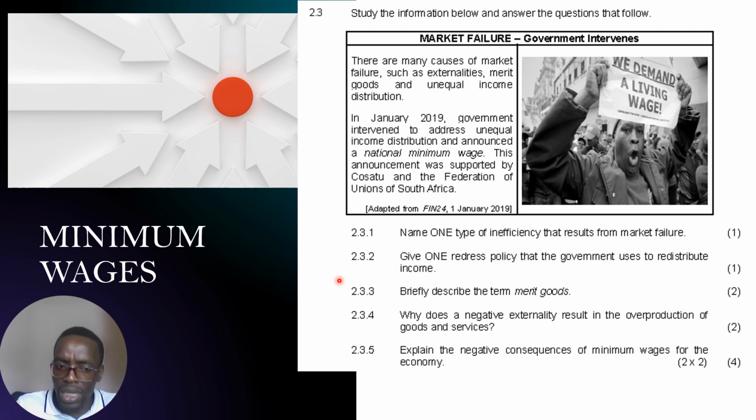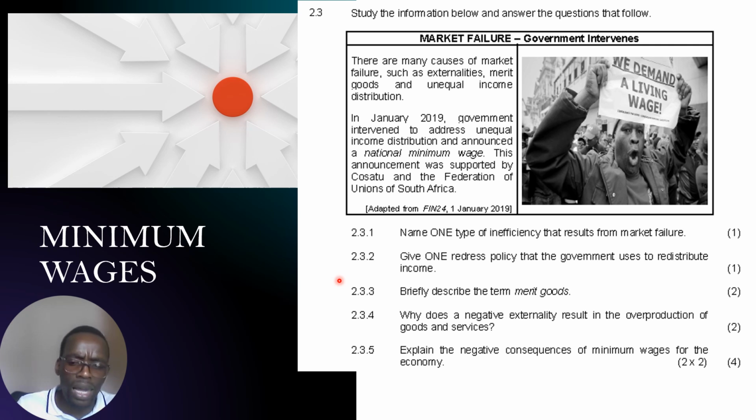So we have the land redistribution policy, we have the land restitution policy, and we have the other one called BEE or the triple BEE, which is the Black Economic Empowerment or the broad-based Black Economic Empowerment. I want to believe that you still remember that. And then we also have the minimum wage. So those are some of the redress policies that the government has used to redistribute income in South Africa. You could have given us any one of those, it was going to be accepted as correct. So which are the policies? We said the land redistribution policy, the land restitution policy, the BEE or the triple BEE, and the minimum wage. Those are some of the policies.